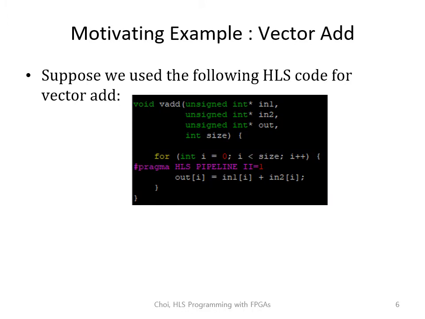The Hello World project already has a number of optimizations, so let's take a step back and assume that we have the following HLS code for vector add. This is a very intuitive coding style for vector add. You can see that it only has a single for loop, which takes an element from in1 and in2, adds them together, and writes the result to out. It also has a pipeline pragma which should pipeline the addition operation.